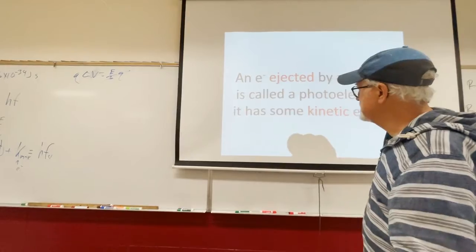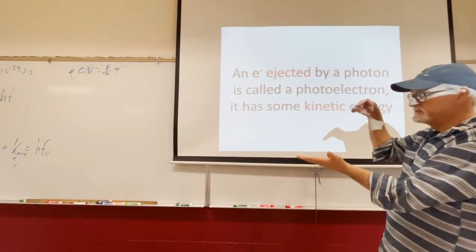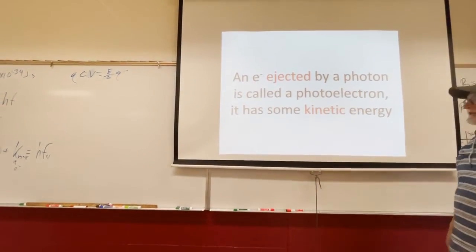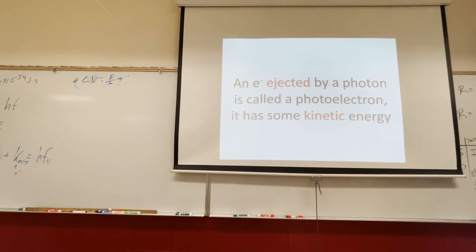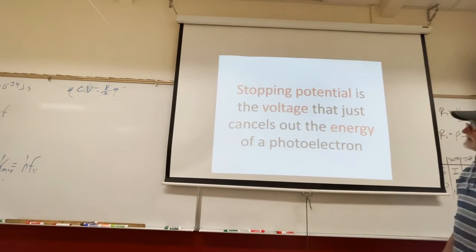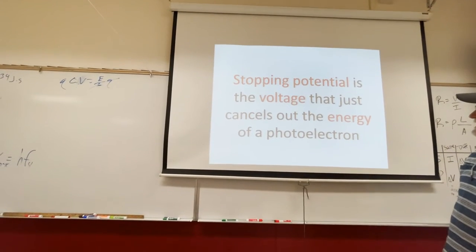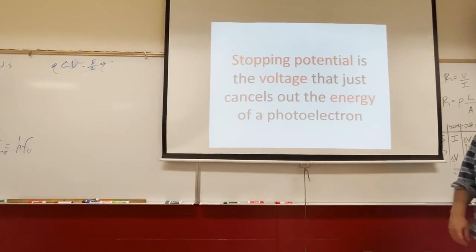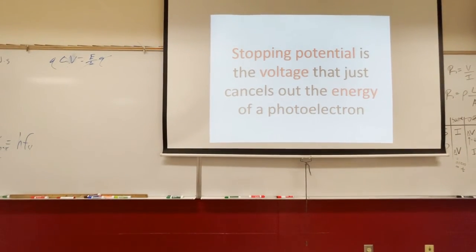Okay, so the ejected electron that comes off the metal surface when hit by a photon is called a photoelectron, and it has some kinetic energy. We've already talked about this. The stopping potential is the voltage that just cancels out the energy of a photoelectron. So how much would it take? Stopping potential? Wait a minute.